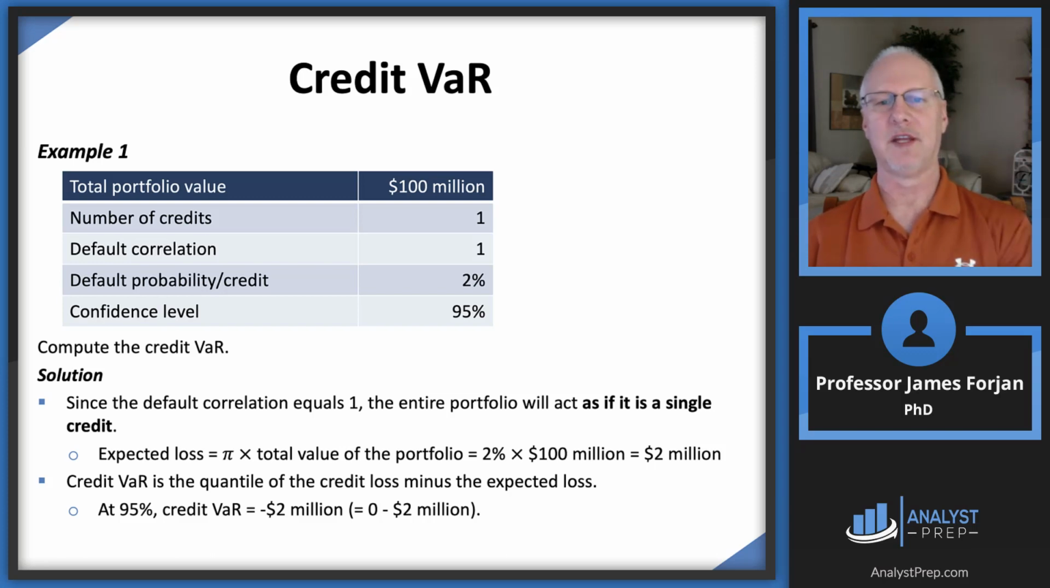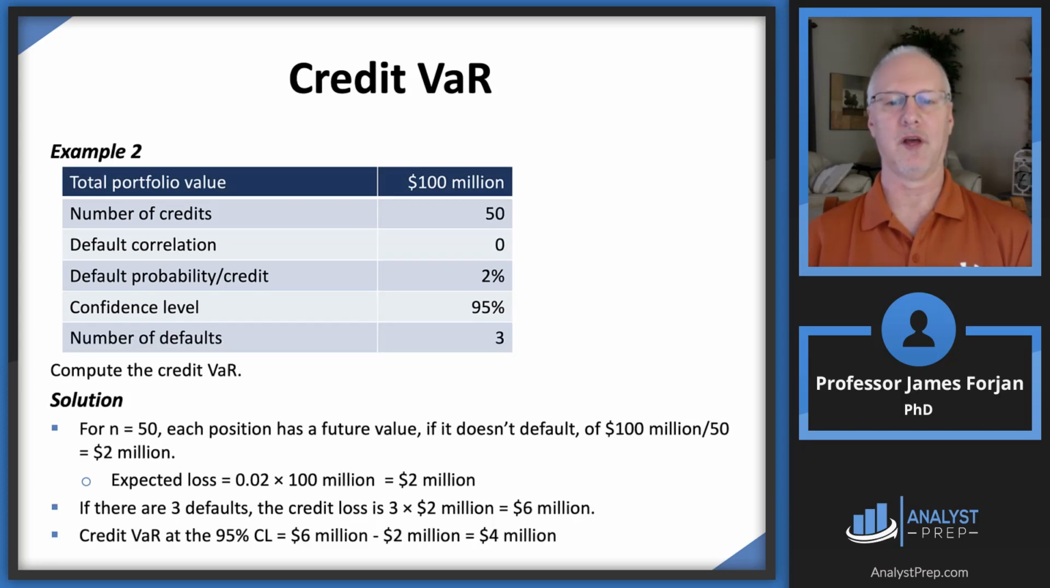And that's because of the difference between the 95 and the 2%, and the fact that we just have 1 credit inside of the portfolio. So let's go ahead and add a bunch of other credits to the portfolio. Let's suppose that we're up to 50. We still maintain that 2% and 95% confidence level, but now out of the 50, we have 3 defaults.